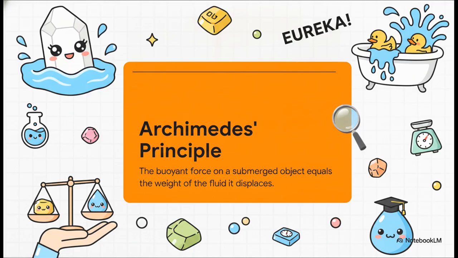Now, to really grasp the mechanics here, we have to anchor ourselves in Archimedes' principle. You've probably heard of this one. It's that foundational eureka concept stating that the buoyant force on an object submerged in a fluid is exactly equal to the weight of the fluid it displaces. This is absolutely crucial for understanding the difference between weighing a mineral out in the open air versus weighing it while it's completely submerged in water.